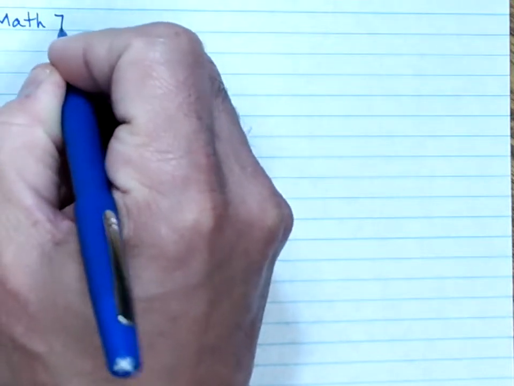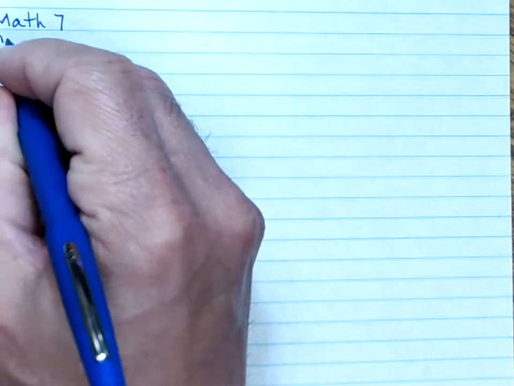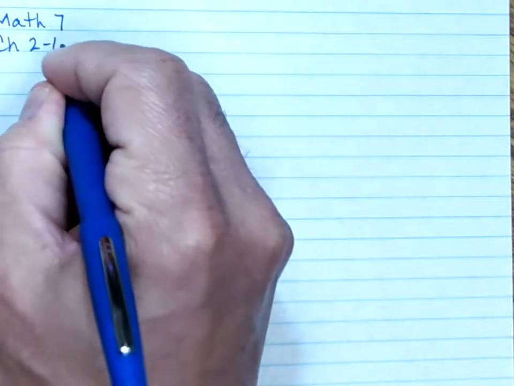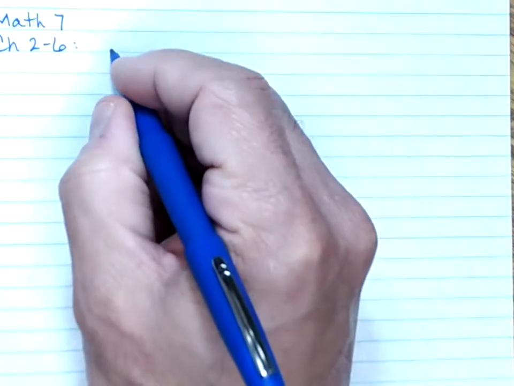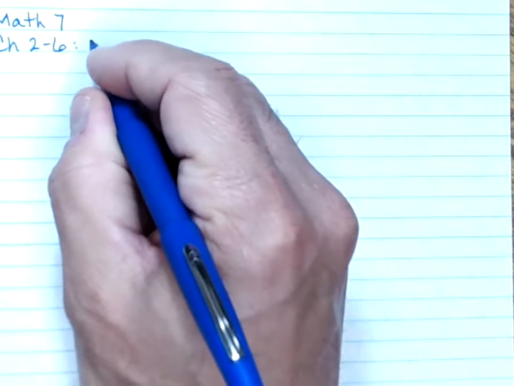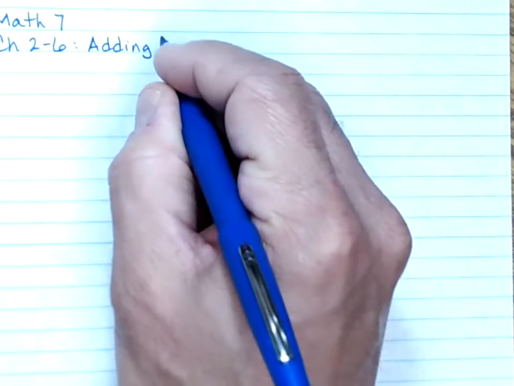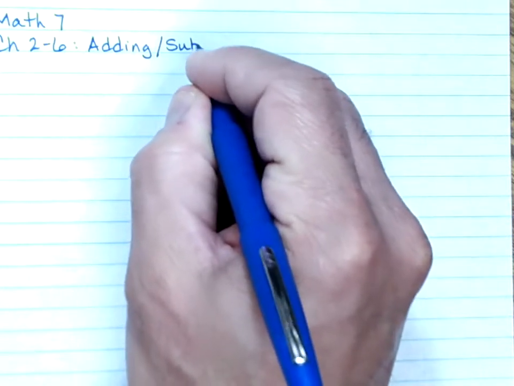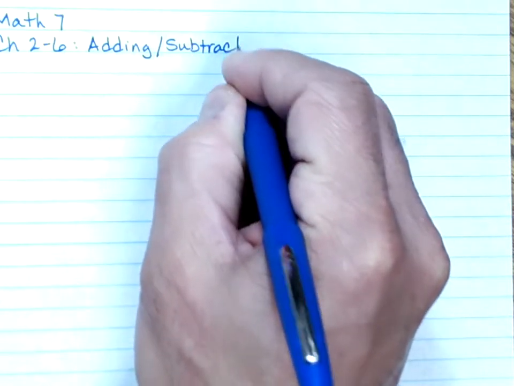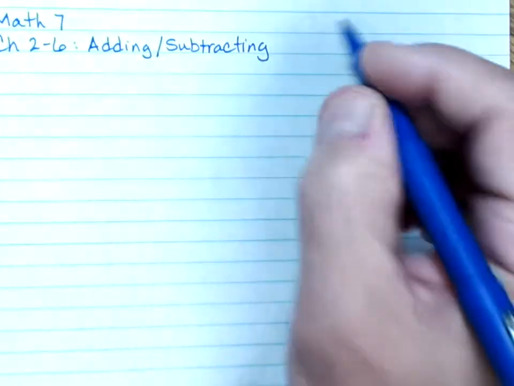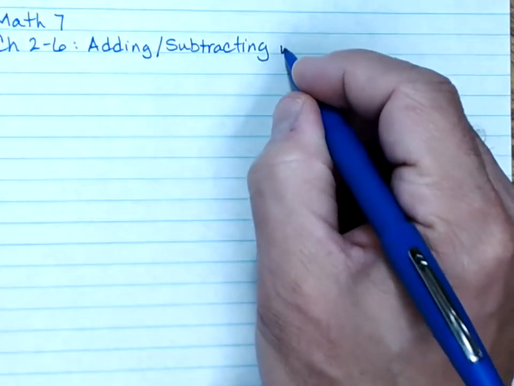This is for Math 7. Chapter 2, Section 6, Adding and Subtracting with unlike denominators.